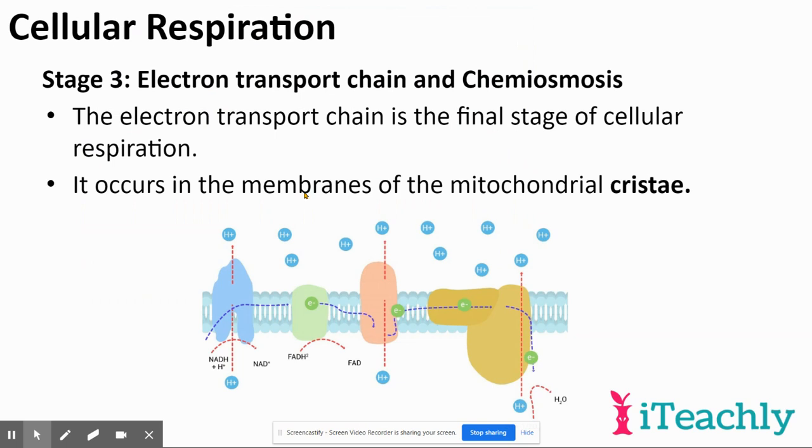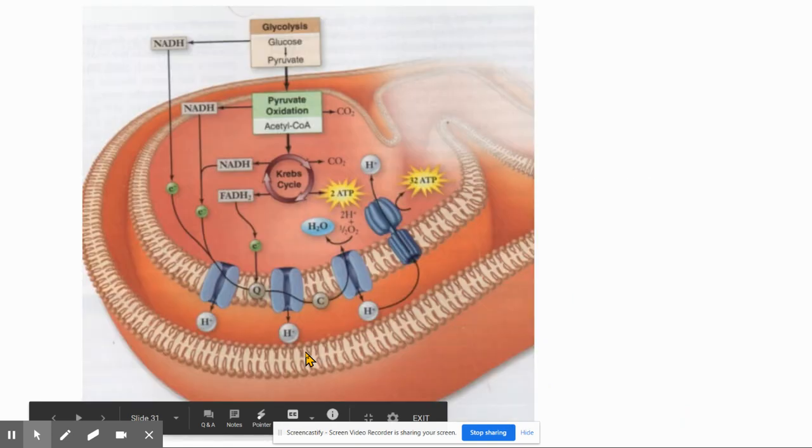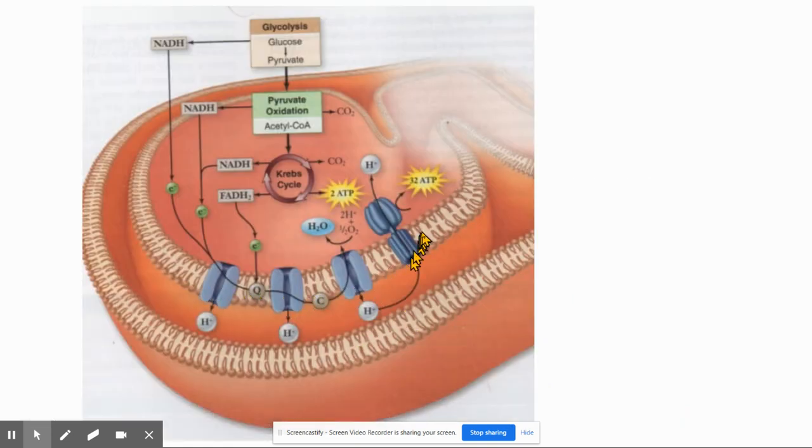Okay, so the electron transport chain and chemiosmosis. The electron transport chain is the final stage of cellular respiration. It occurs in the mitochondrial cristae, or the inner membrane. So that's where this is. You can see here, this is where this NAD and FAD are going to come in. Here's the FAD, that's going to get fed into here. Here's the NAD, that's going to get fed into here. This is the electron transport chain.